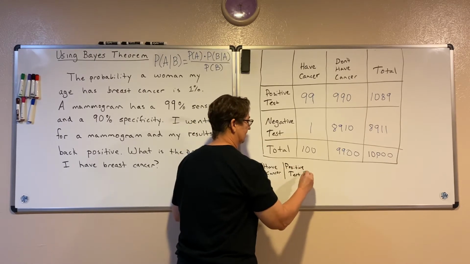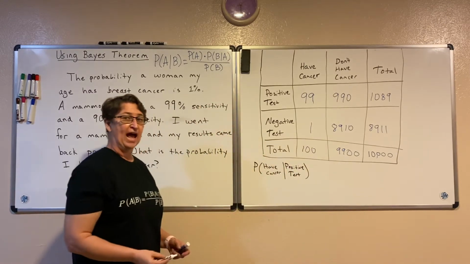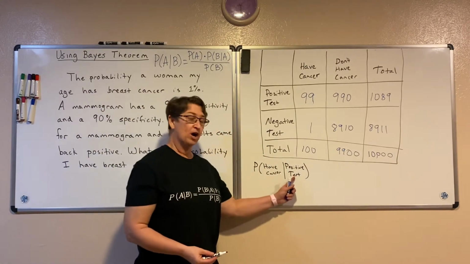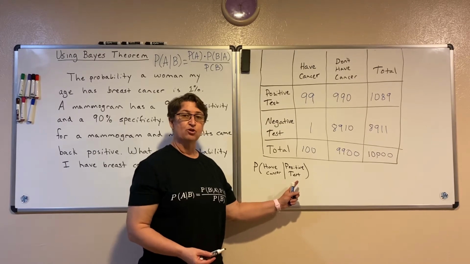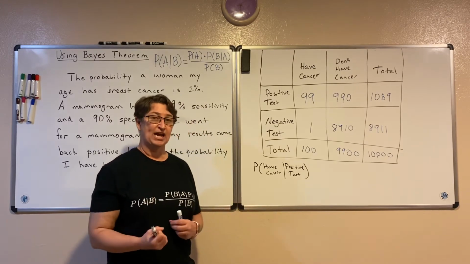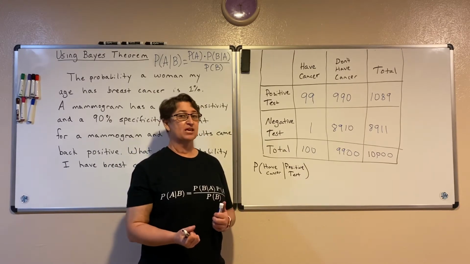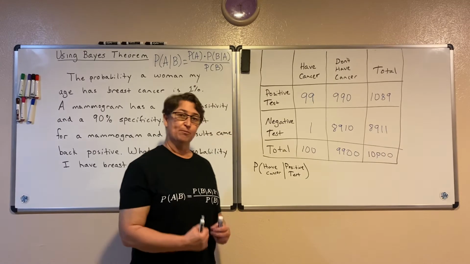So when I walked in, it was a 1% chance that I had the disease. But now I'm walking out with a positive test. So now my thinking has changed. All of a sudden, my thinking is not the same. I have a new probability.